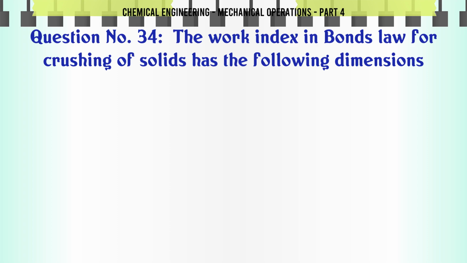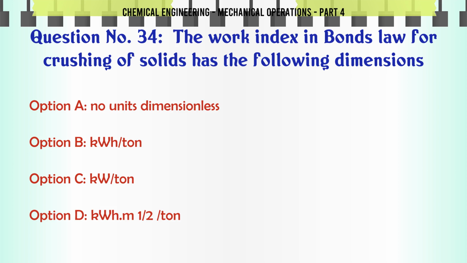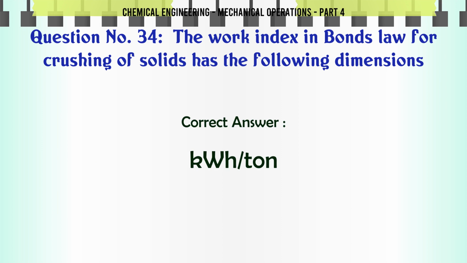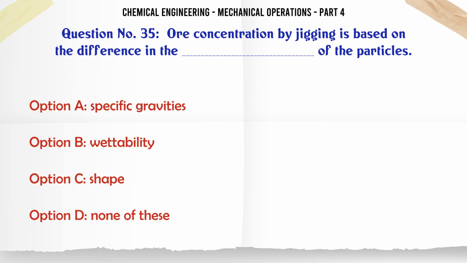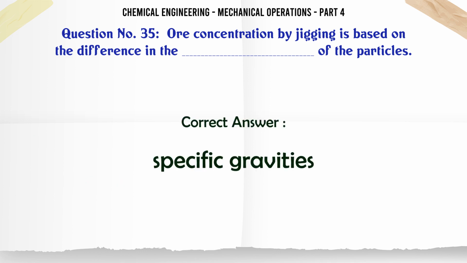The work index in Bond's law for crushing of solids has the following dimensions. A. No units, dimensionless, B. kWh/ton, C. kW/ton, D. kWh·m^1/2/ton. The correct answer is kWh/ton. Ore concentration by jigging is based on the difference in the of the particles. A. Specific gravities, B. Wettability, C. Shape, D. None of these. The correct answer is specific gravities.